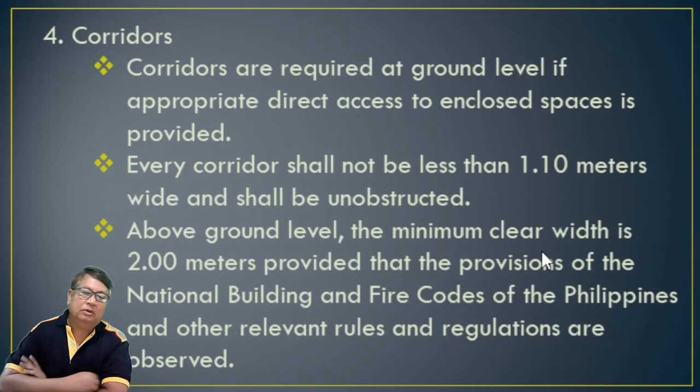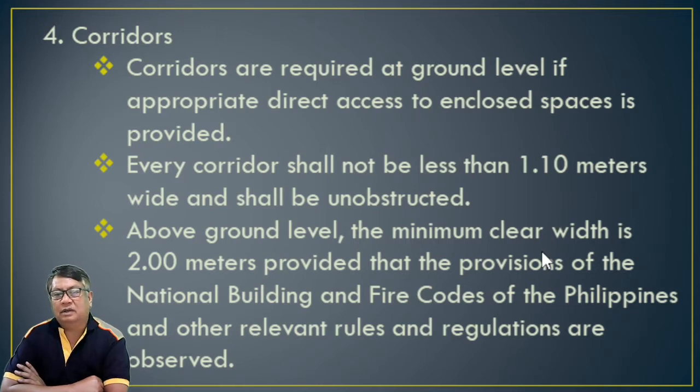Now, talking about corridors, corridors are required at ground level if appropriate direct access to enclosed spaces is provided. This is very important, especially for the students, for immediate evacuation or access to exit doors, and of course entrance at the same time. So corridors are very important. Every corridor shall not be less than 1.1 meters wide and shall be unobstructed. Now, you might observe in your school buildings that sometimes there are chairs or tables outside in the corridor. That is not advisable. It should always be unobstructed.